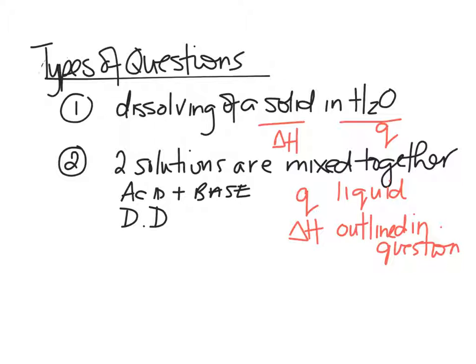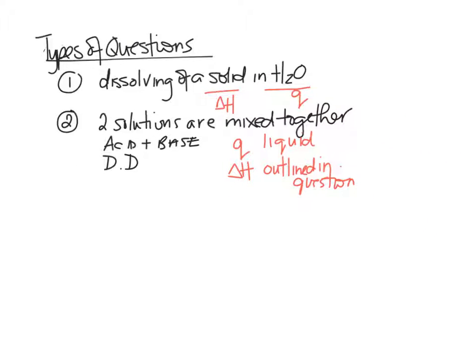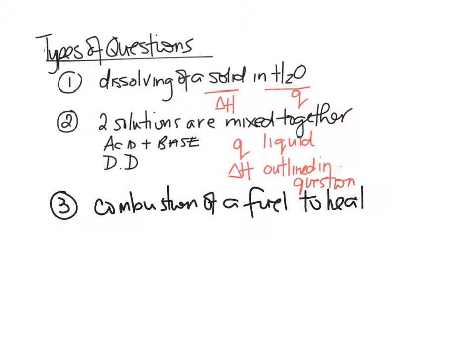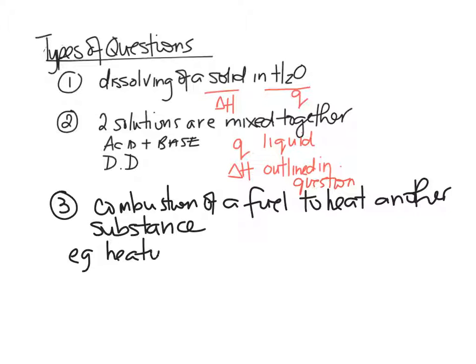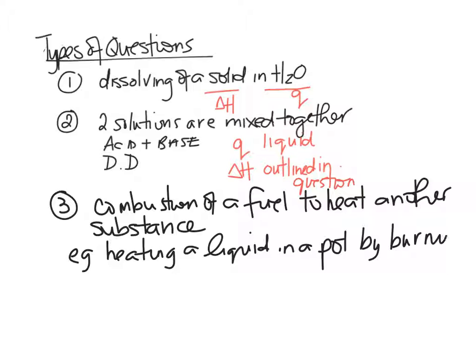And then the third one, combustion of a fuel to heat another substance. So for instance, you could be heating a liquid in a pot by burning a fuel. Could be propane, it could be those liquid burners that you get for heating trays.